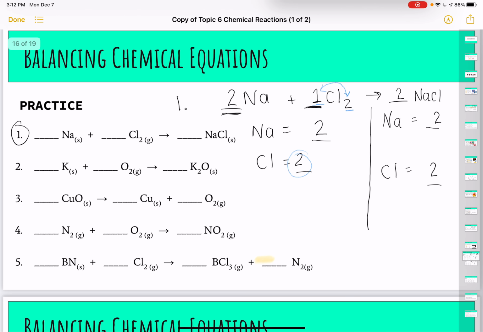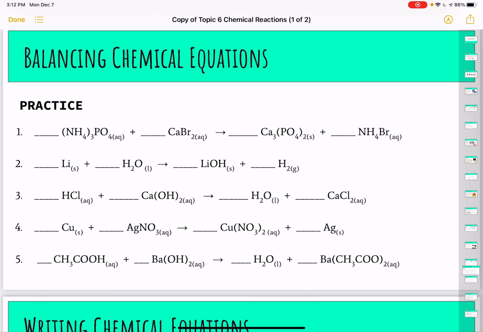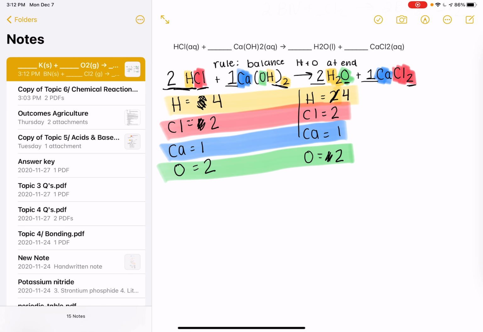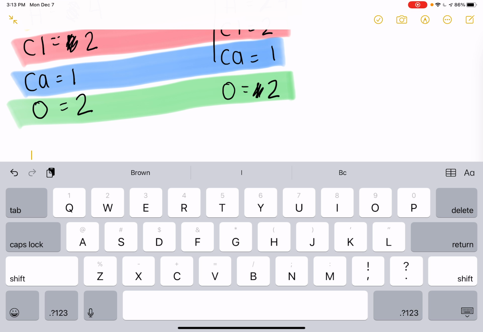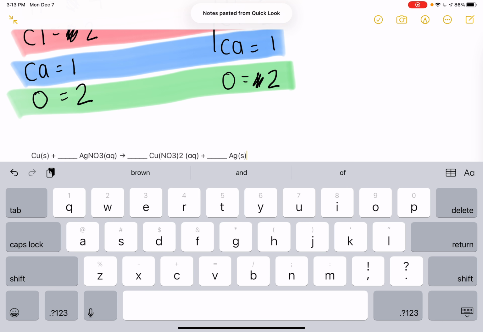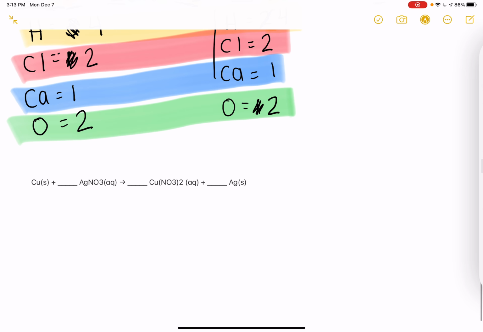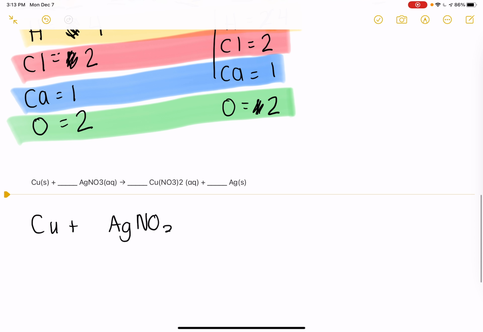Just got to go back to that page because there's some that are, yeah, let's do number 4. I like this one just because it's a good example for what I was trying to explain to you earlier, but I picked a bad example. So for this one, we've got Cu plus AgNO3 gives us Cu(NO3)2 plus silver.